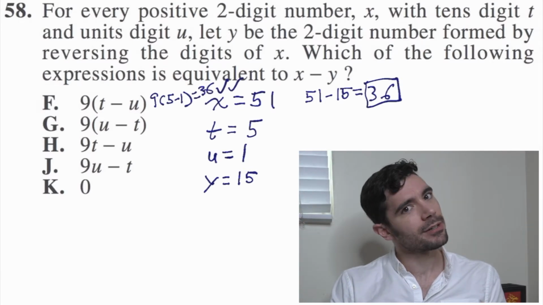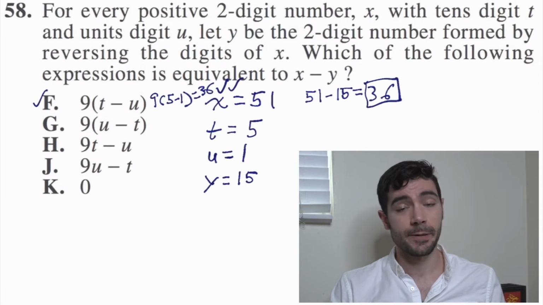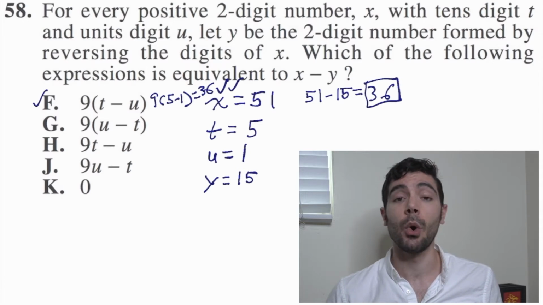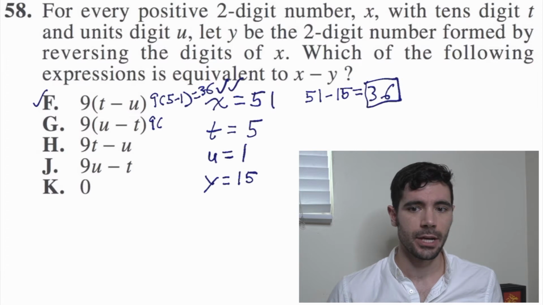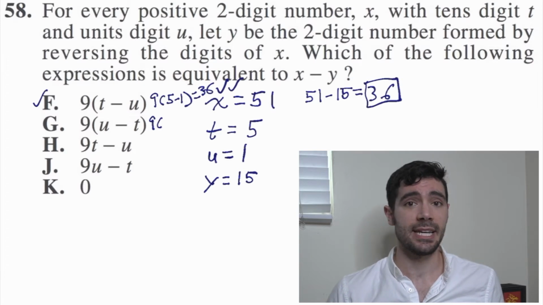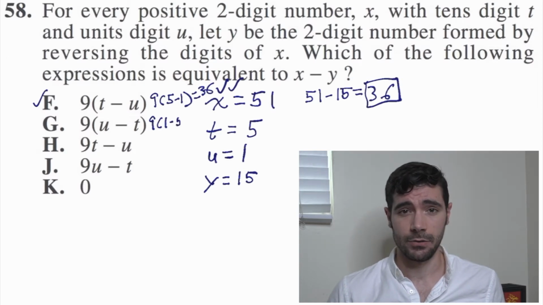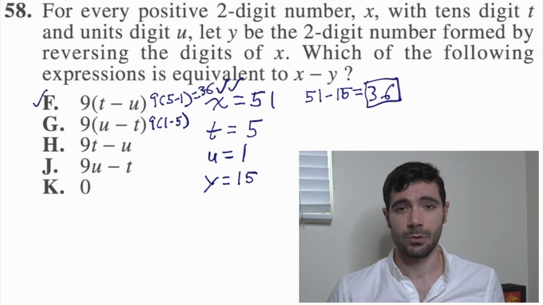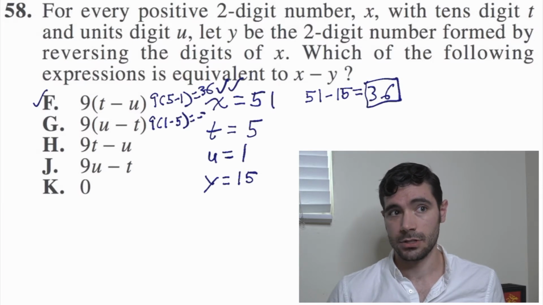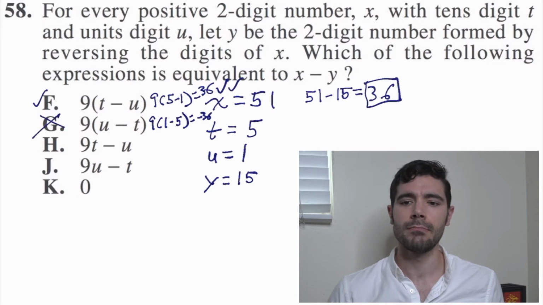But maybe we picked weird numbers that happen to work for more than one answer choice. So let's go back and confirm that F is the only one that gives us 36. G. 9 times, well, u minus t would be 1 minus 5, which would be negative 4. So that would be 9 times negative 4 is negative 36, which is close, but we're looking for positive 36. So no thanks, G. Better luck tomorrow.